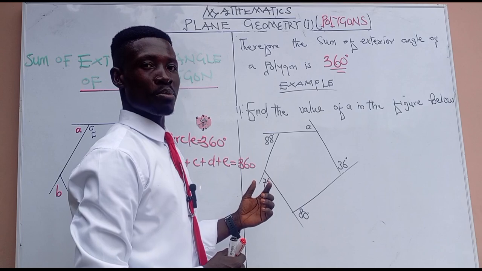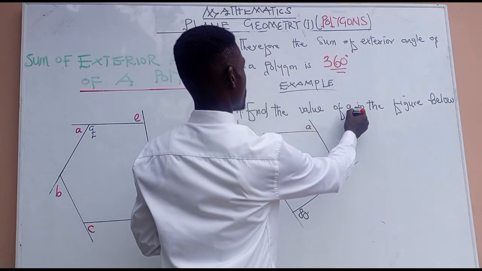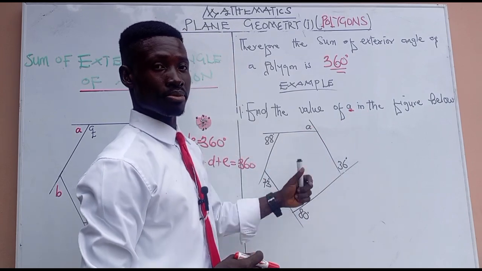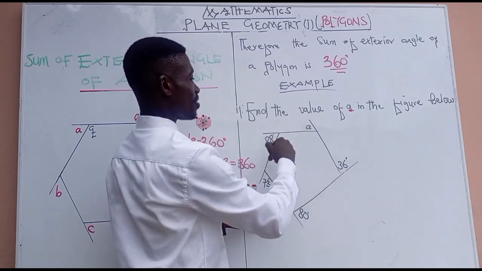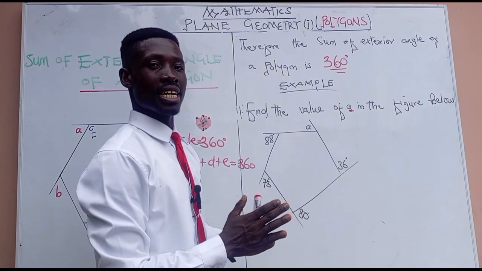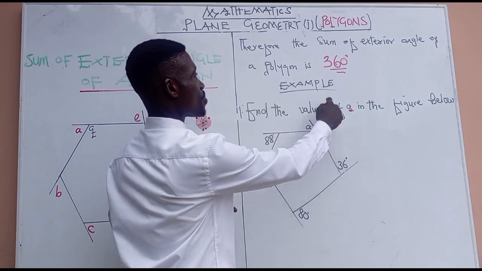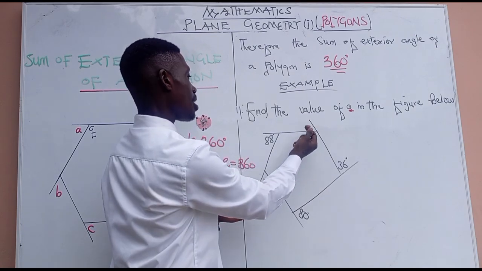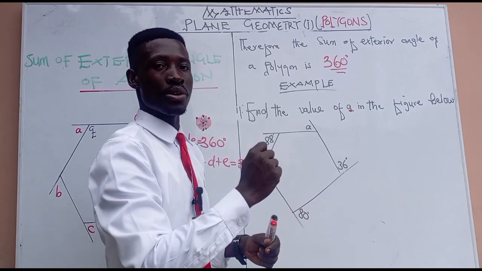So we have our first example. We have to find the value of A in the figure below. Now realize that this is a polygon, and then we are being given the exterior angles. All the exterior angles of the polygon have been given. So to find the value of A, that means that we have to sum all the exterior angles and then equate it to the sum of exterior angles. So we are going to add this plus that plus that plus this angle, and then we equate it to 360.